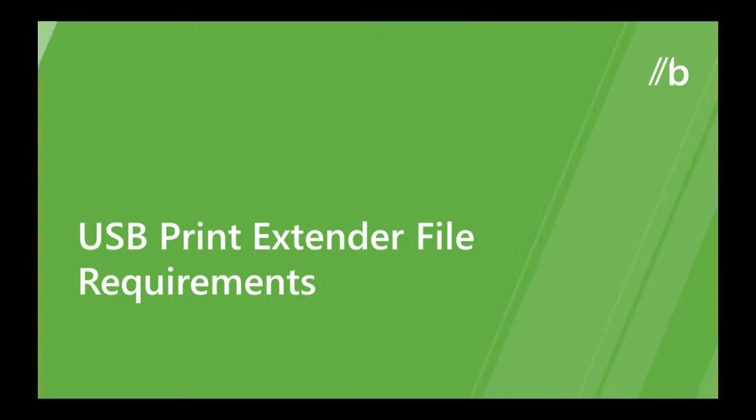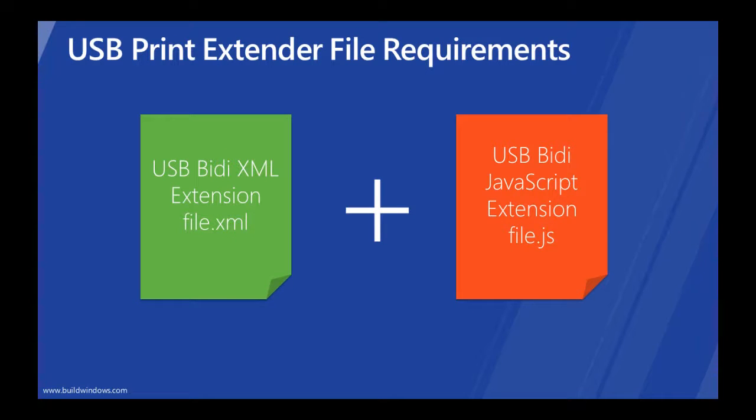Next, let's talk about the requirements for these print extender files. The file requirements for utilizing the USB BiDi extender are straightforward and consist of the following files. The USB BiDi XML extension file, which contains the definitions of the new BiDi schema properties, and the USB BiDi JavaScript extension file, which contains the JavaScript functions that will be called by USBMon to retrieve or set the values of the new BiDi schema properties.